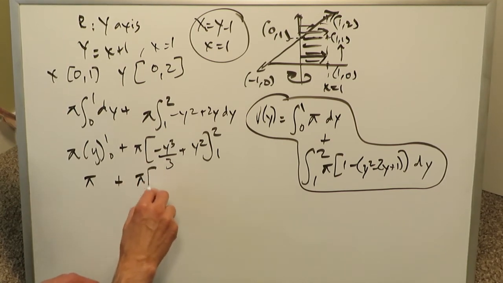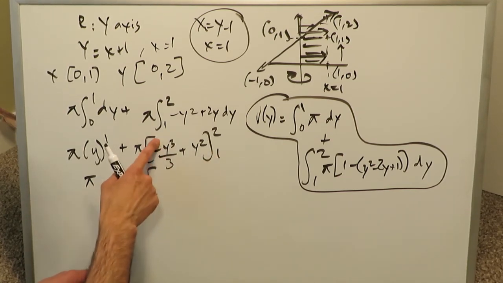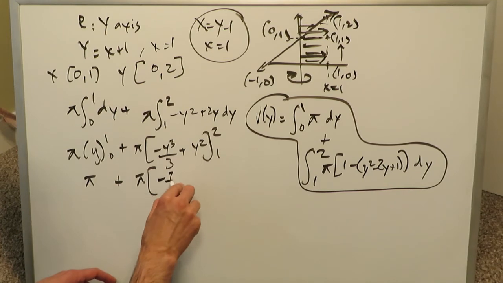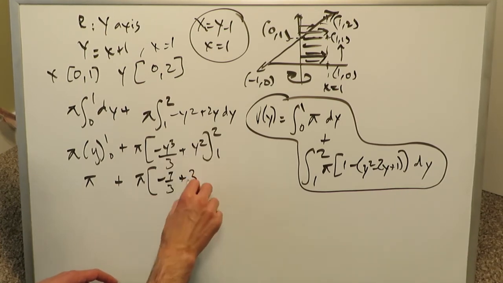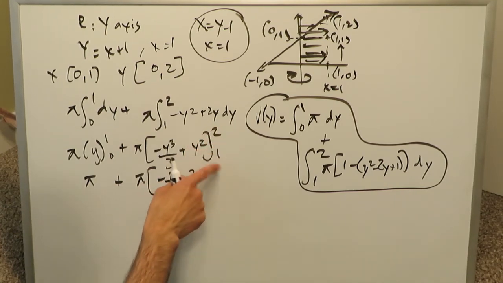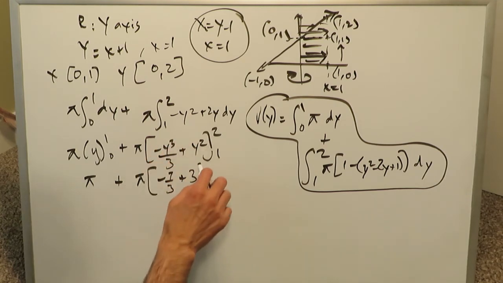From here you'll generate, really you'll have a minus 8 plus 1 is a minus 7 over 3 plus 3, because you'll have 2 come in here, which is a 4, and a 1, which is a 1. The difference of those two is a 3.